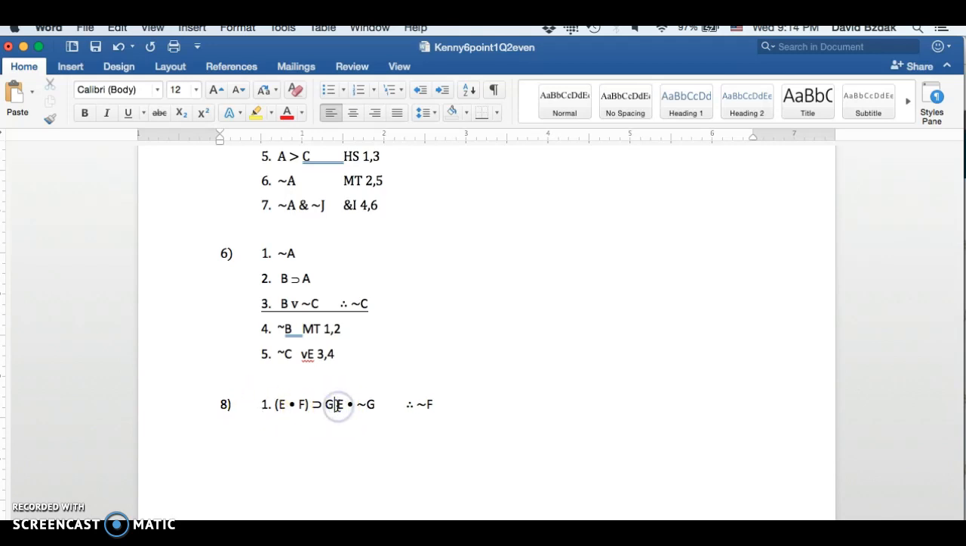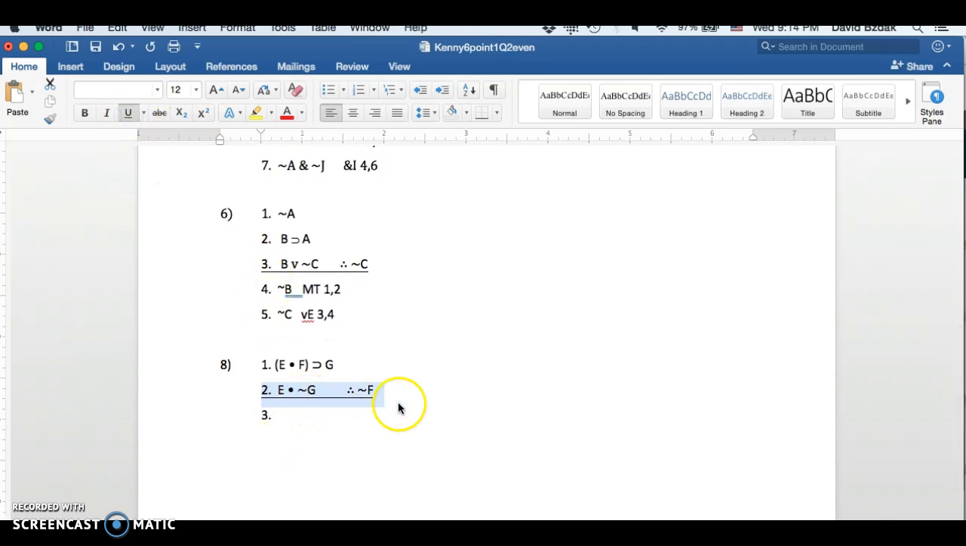We got this conditional and this conjunction, and we're trying to get not F. Okay, so again, on the strategy of do whatever rules you can do, we've got a conditional here. We can't do much with that, but we do have a conjunction here, and we can always break apart conjunctions using the conjunction elimination rule. So we can get E by itself, and we can get not G by itself using the conjunction elimination rule.